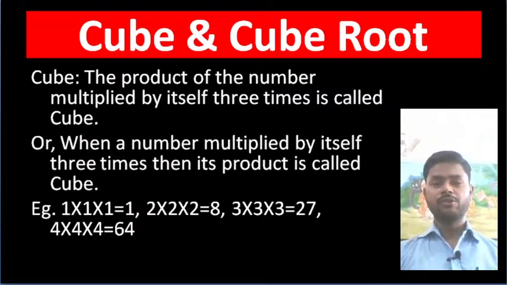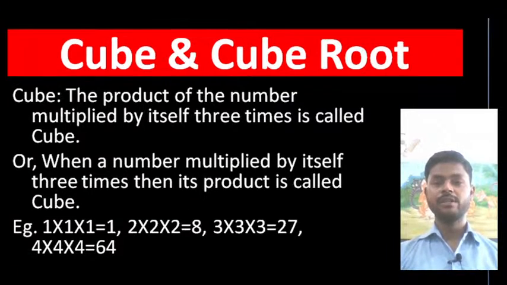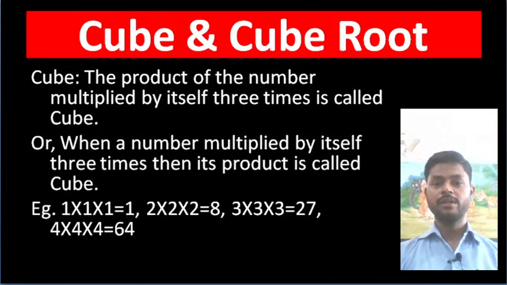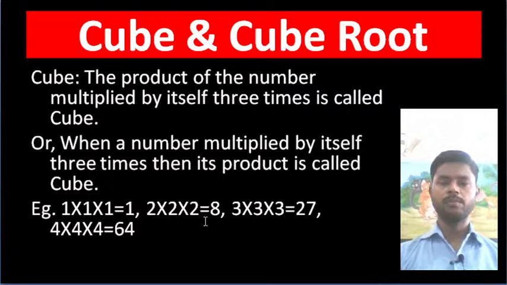Once again I am going to revise the definition of cube, so there will be no confusion. This is very simple to say about cube. When a number is multiplied by itself 3 times, then the product is called cube. For example, 2 multiply 2 multiply 2 is equal to 8. So 8 is the cube of 2.